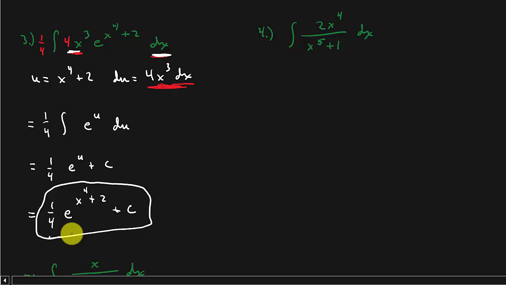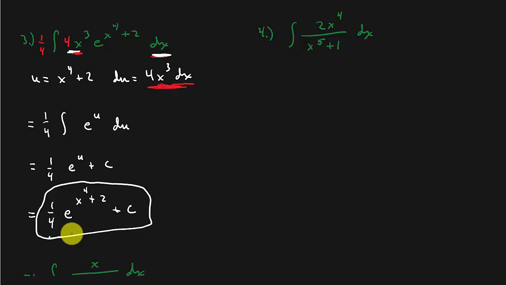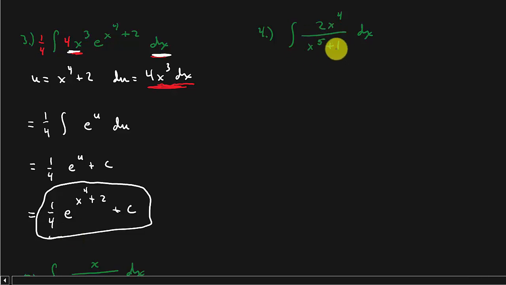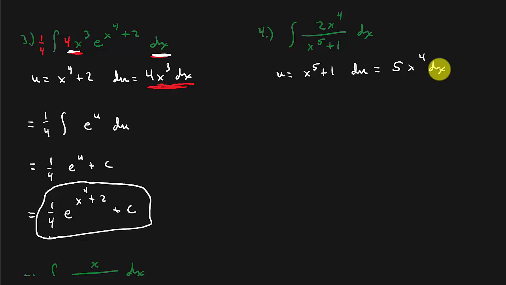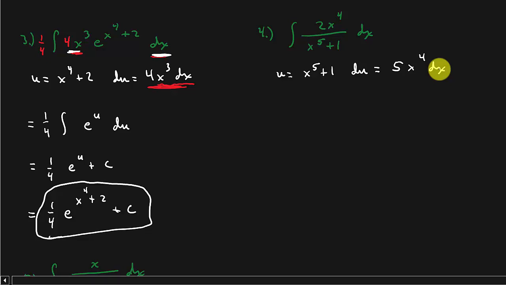Now let's look at this one. If we look at this denominator, that's x to the 5th plus 1. What's the derivative of this? Let's look and see. u equals x to the 5th plus 1, so du is equal to 5x to the 4th dx. This problem isn't different, but the number in front of x to the 4th up here is a 2.